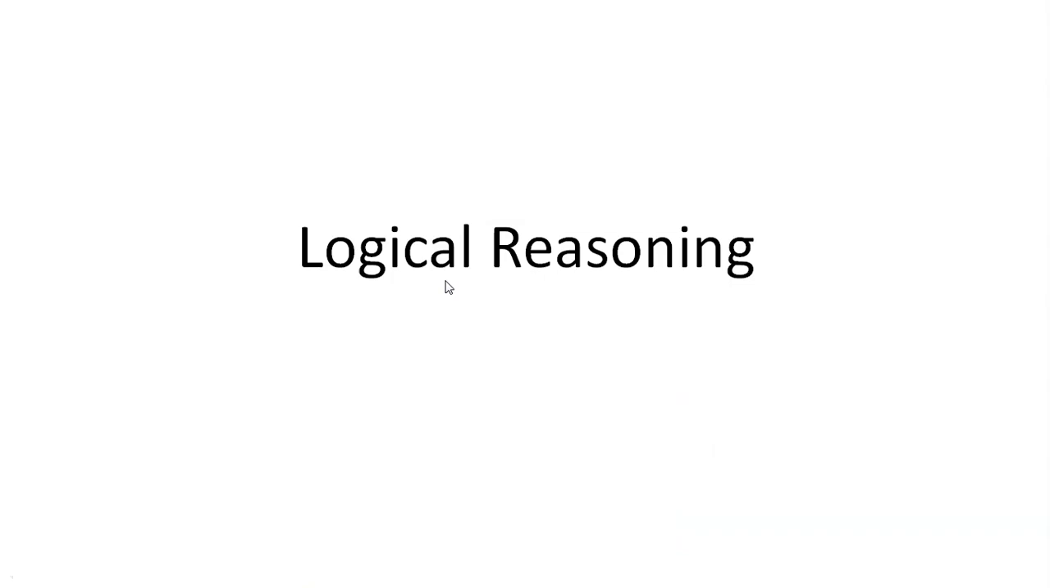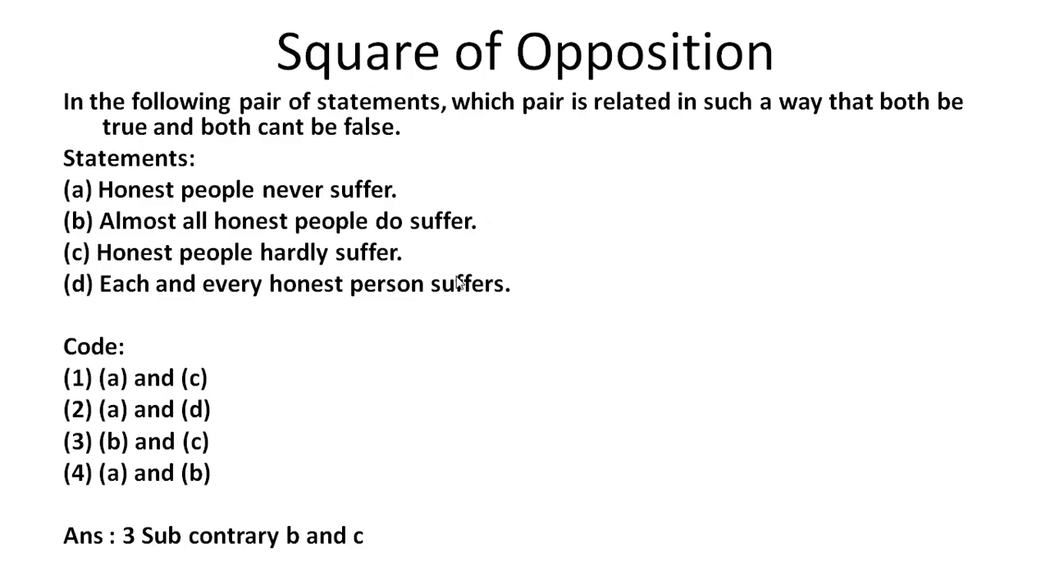Logical reasoning for the NTA NET examination. Under that, one important topic is called square of opposition. This is a question from a previous year question paper where the majority of students asked a doubt: how does the particular answer come, and why not the other answers?